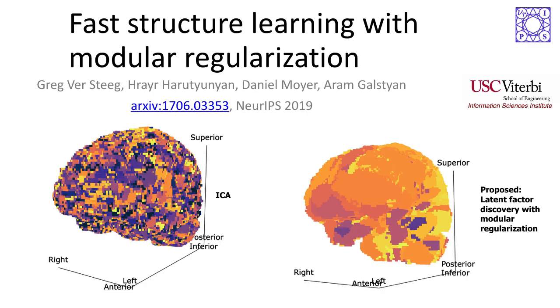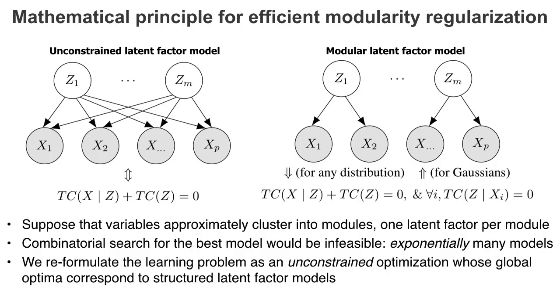a computationally efficient way. The idea behind our approach is to start with an unconstrained latent factor model like the one on the left. What we'd like to do is encourage that model to be as modular as possible, like the one shown on the right. In the modular latent factor model, each variable has only a single latent factor as a parent. If we were to search over all the modular latent factor models, there would be exponentially many of these discrete structures, making this totally intractable.